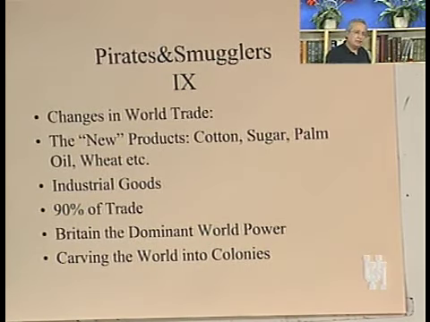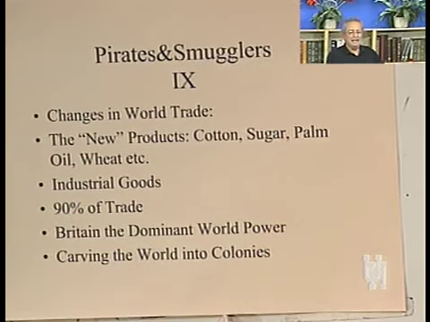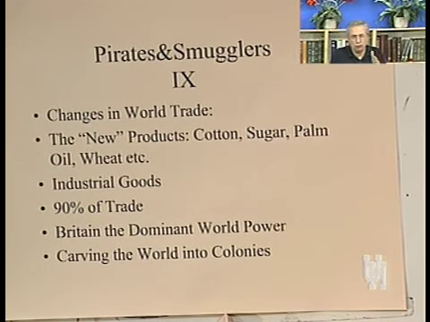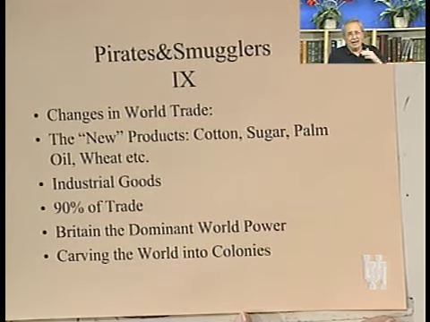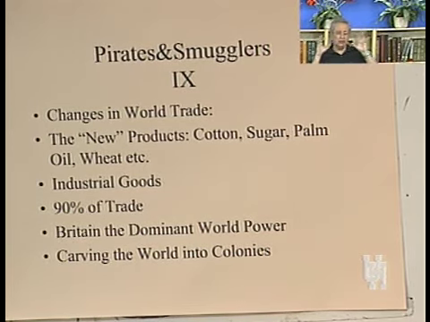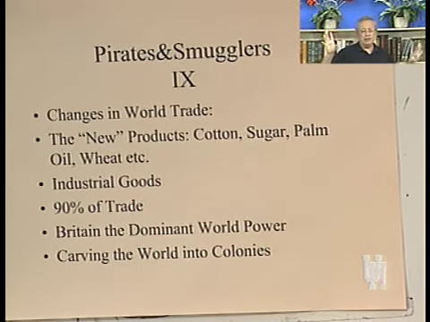This 90% figure that I have down here for trade, what it means is that if we take the new agricultural products, the plantation products that I've got listed here, like cotton, sugar, etc., and add to that the industrial products that are being shipped in the world. In other words, as England and Germany and the United States and others send steel rails and locomotives and boilerplate and all the rest of it around the world, if we take these industrial goods and add to it the agricultural products that are being shipped, we come up with 90% of the world's trade by the late 19th century.